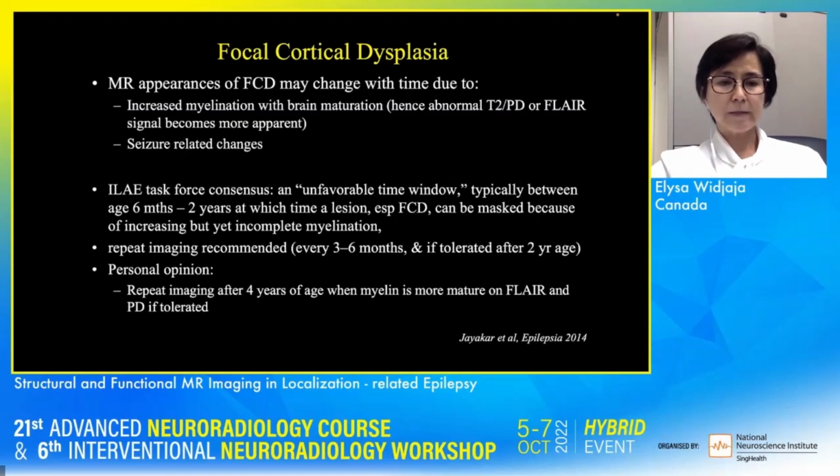In my personal opinion, I think this is rather excessive and we do not have the resources to do that many repeat imaging. I would normally recommend to our neurologists that we repeat imaging after the age of 4 years when myelin is more mature on both FLAIR and proton density if tolerated. However, if the child has severe drug-resistant epilepsy requiring more urgent surgical intervention, then I'll recommend repeat imaging at any time point.